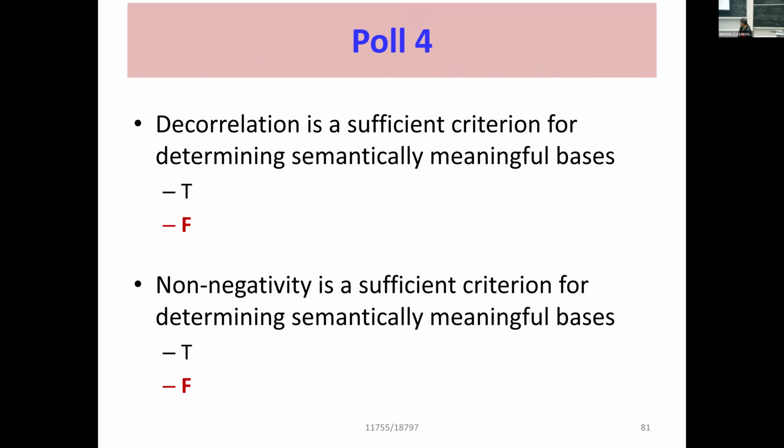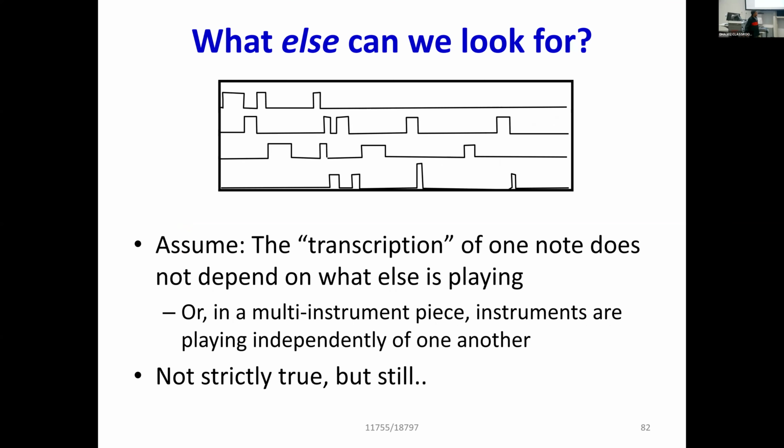So decorrelation is not sufficient to determine semantically meaningful bases. We did see that non-negativity, was that sufficient? Not necessarily, right? You might actually have negative components in your data. It worked out only when you had compositionality as part of the constructive process for the data. In the generic case, you can make no such assumption, right? So is there any other constraint that we can look for when we are trying to decompose our data?